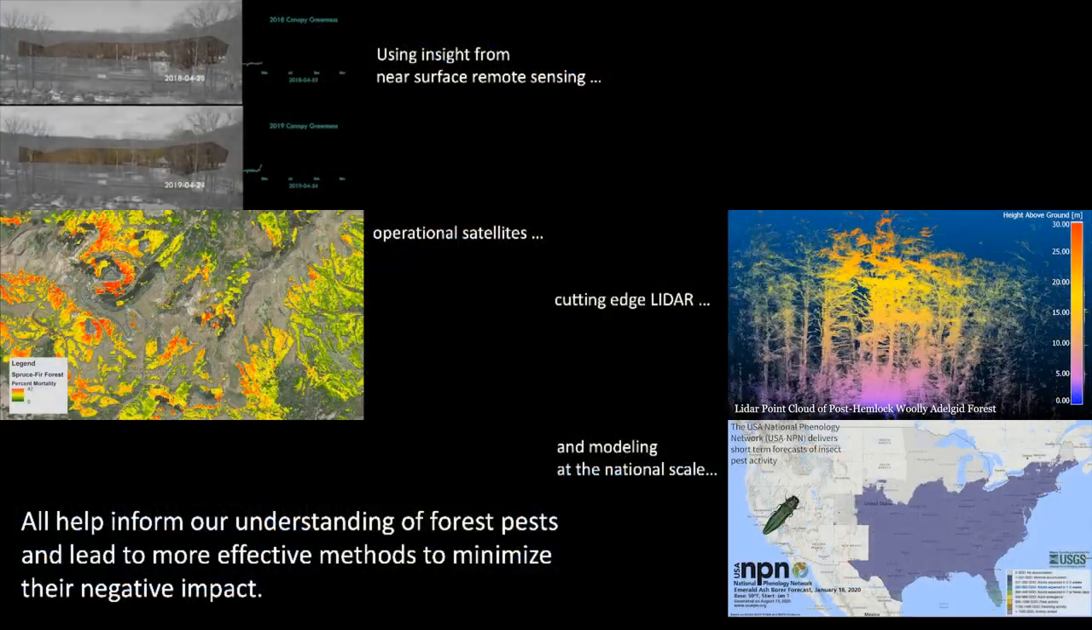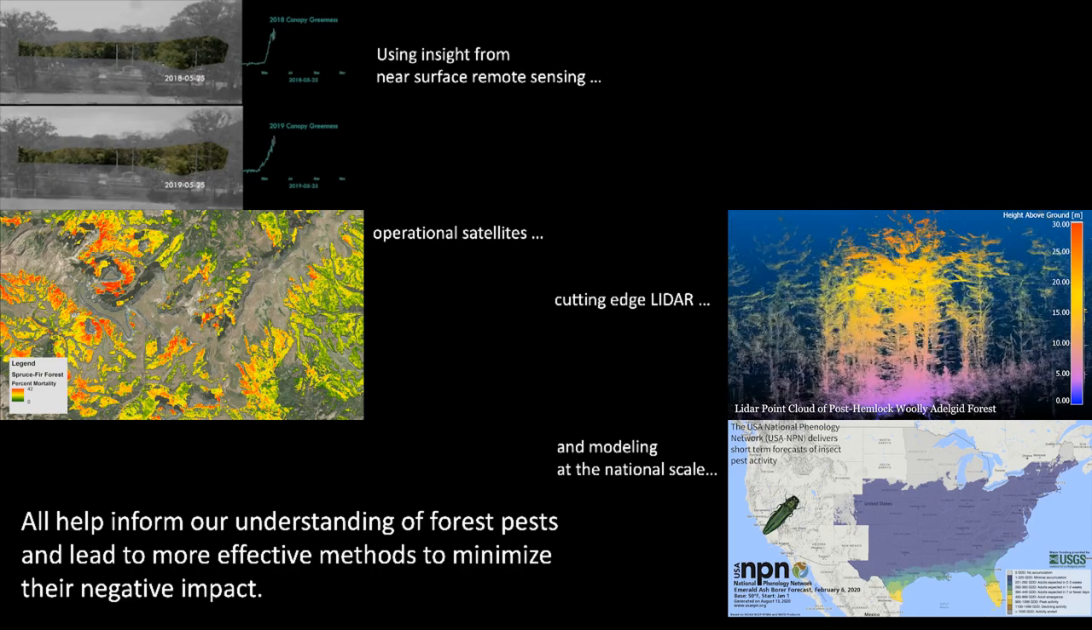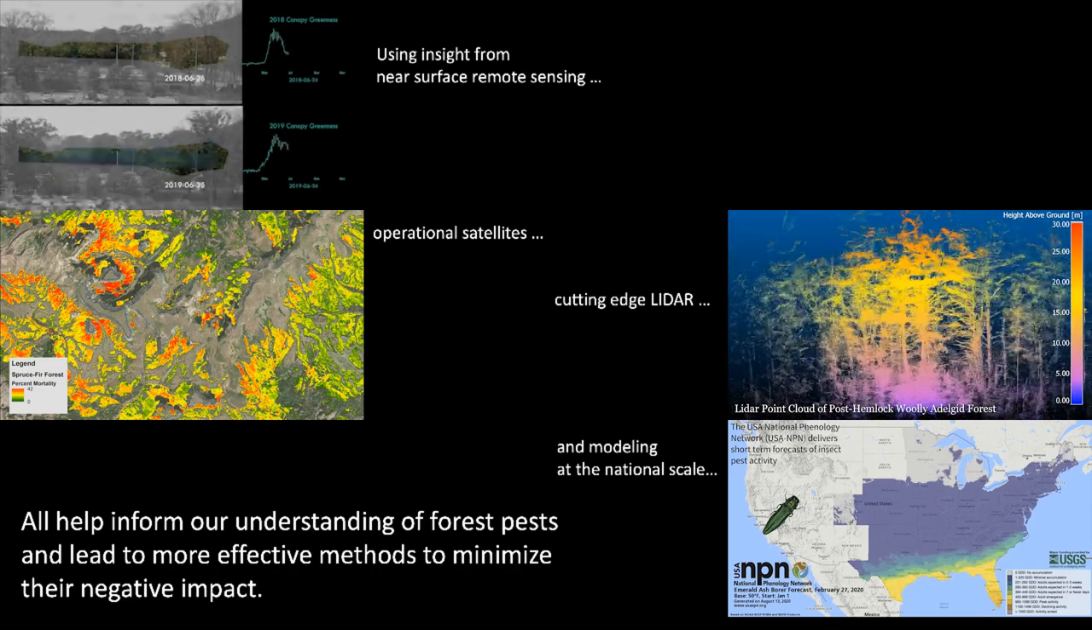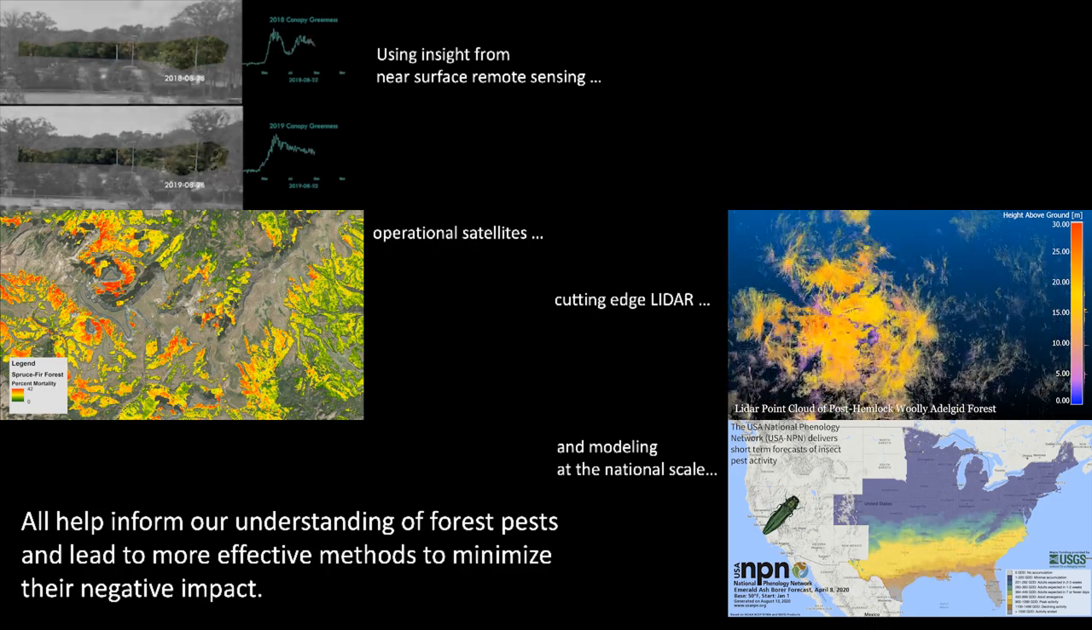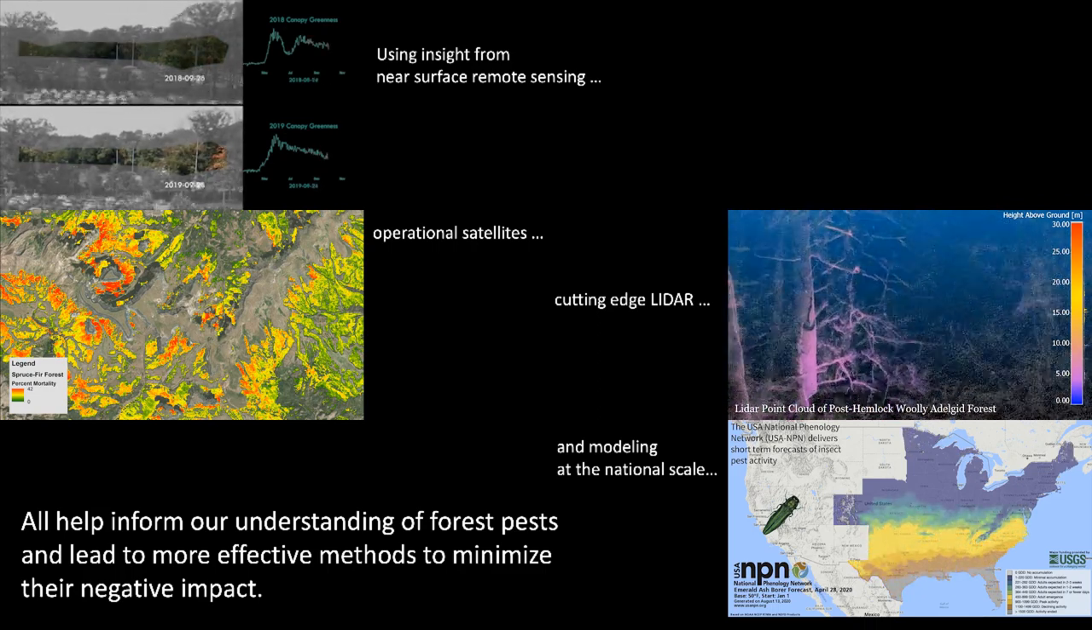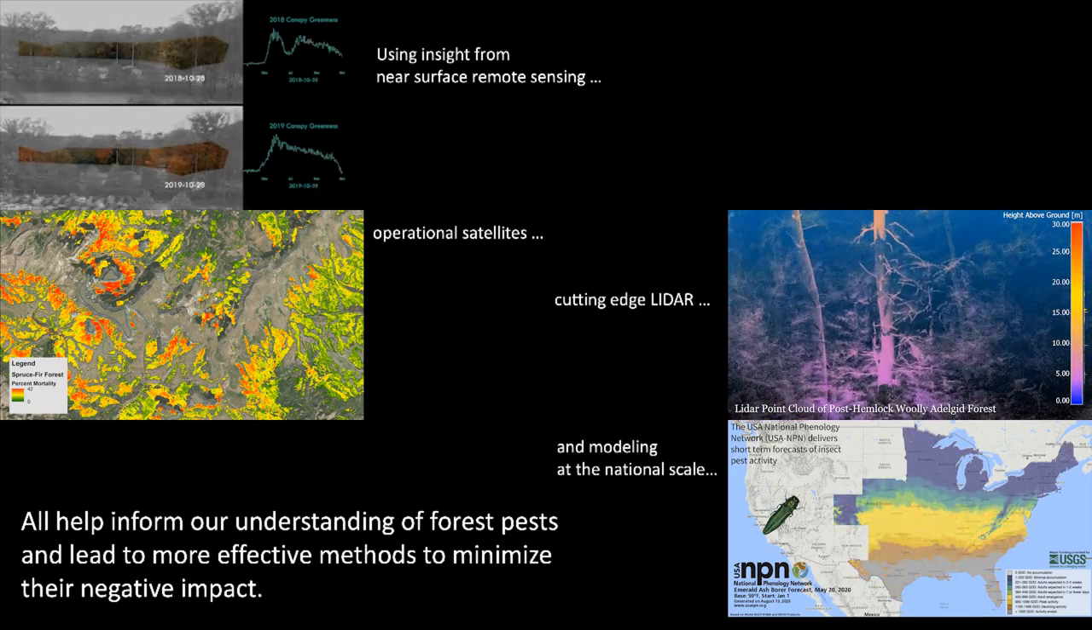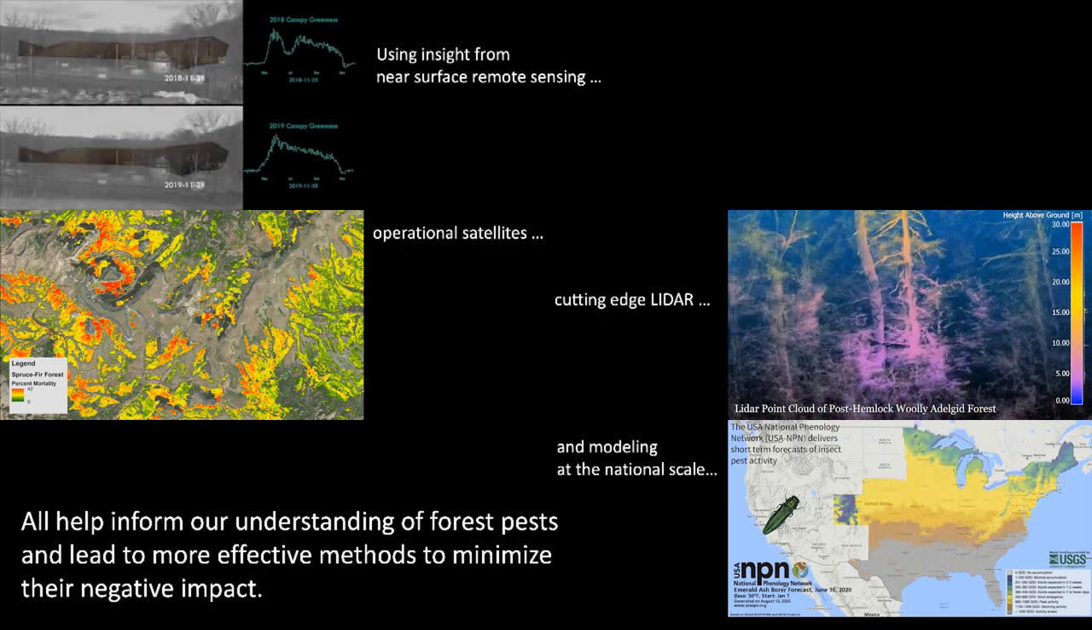This presentation has shown how using insights from near-surface remote sensing, operational satellites, cutting-edge LiDAR, and modeling at the national scale all help inform our understanding of forest pests and can lead to more effective methods to minimize their negative impact.